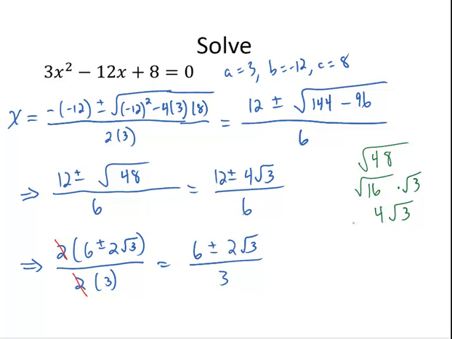So now what I would do is just write that as a solution set. So the solution set would contain 6 minus 2 root 3 over 3 and 6 plus 2 root 3 over 3. Your instructor might ask for approximations of these solutions, in which case use your calculator to calculate those appropriately.